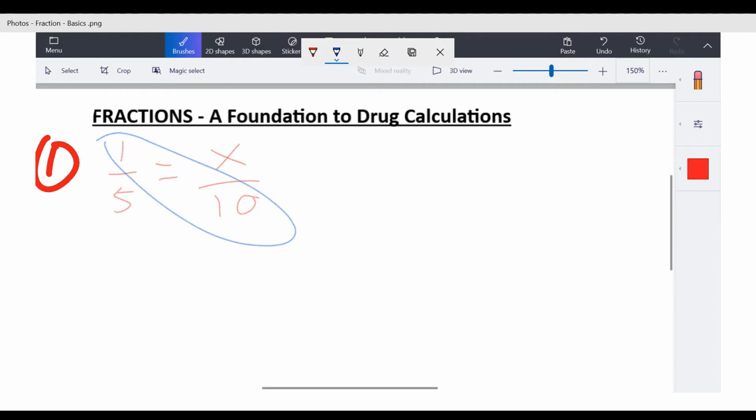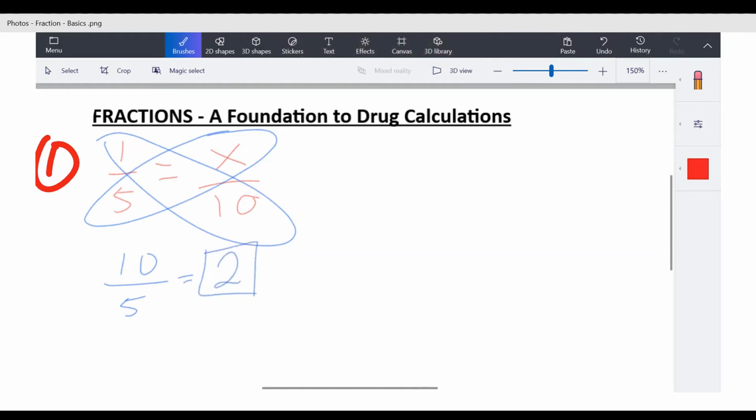So as I circled, we're going to multiply 10 times 1. 10 times 1 is 10. And then we always divide by the number that crosses the x, which in this case is 5. So 10 divided by 5 is 2. So x is 2, not 5. All right, so we have x as 2.